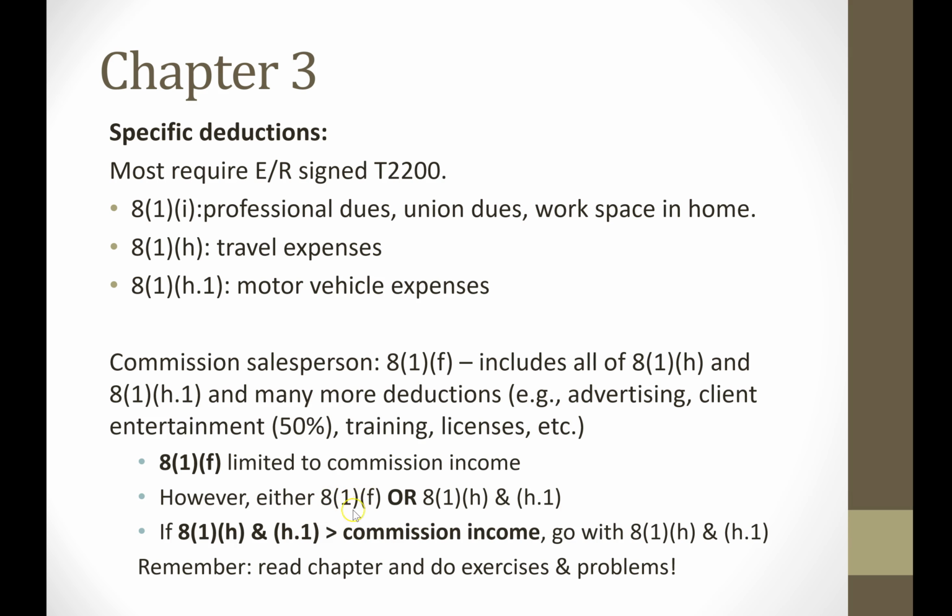There's another constraint as well. If a commission salesperson wants to deduct under 8.1f, then they cannot deduct under H and H.1. Now, we talked about the fact in class the easy way to decide whether or not to deduct under F or H and H.1 is if the total under H and H.1, the total travel and motor vehicle, are greater than commission income, then it's better to deduct under H and H.1 and not under F.